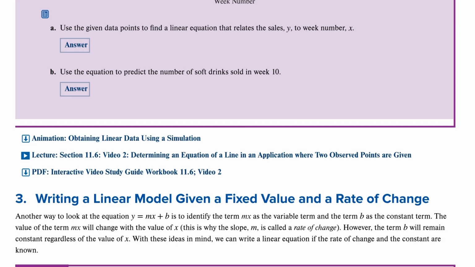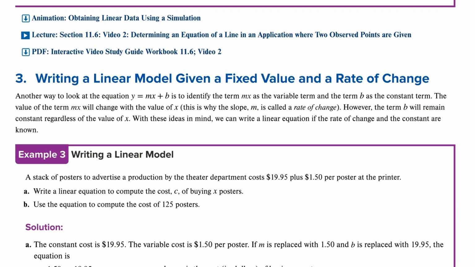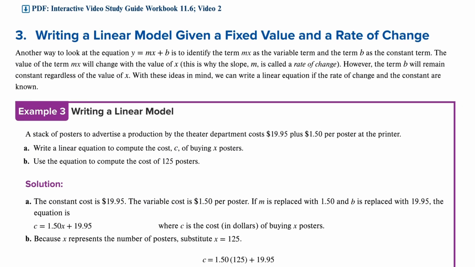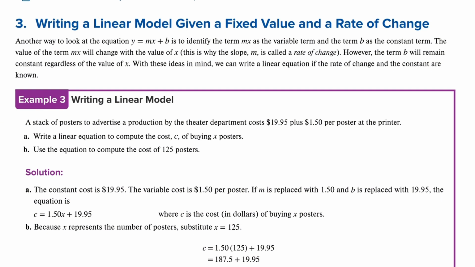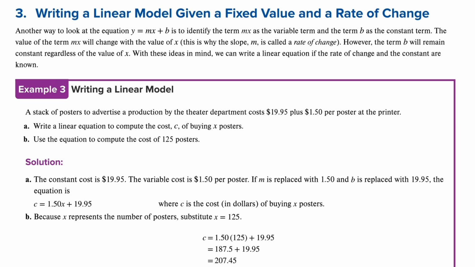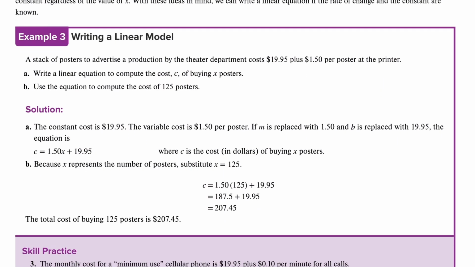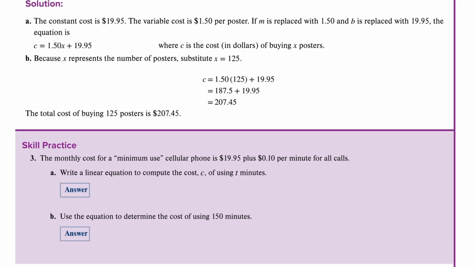And then writing a linear model, given a fixed value and a rate of change. Okay, so you're going to figure out what the linear model would be, and then you're going to figure out whatever it's asking. And in this case, it's asking for cost in dollars. So you have to use the information to figure it out.